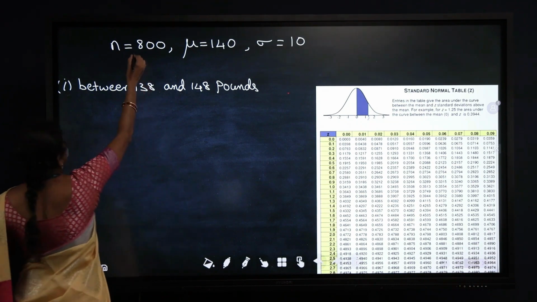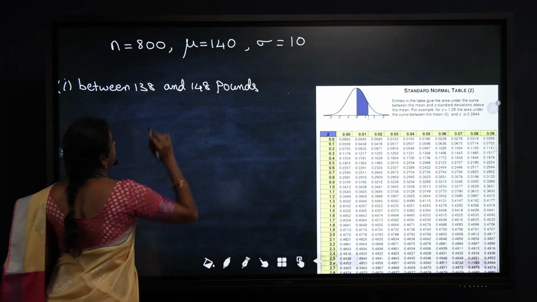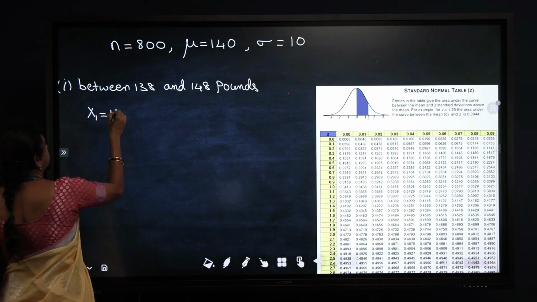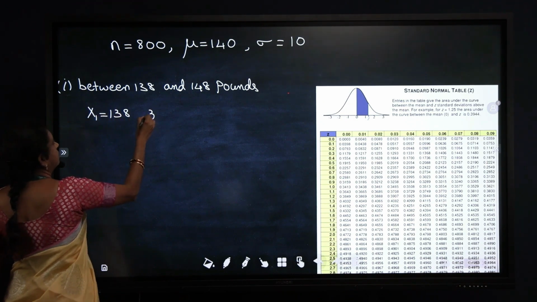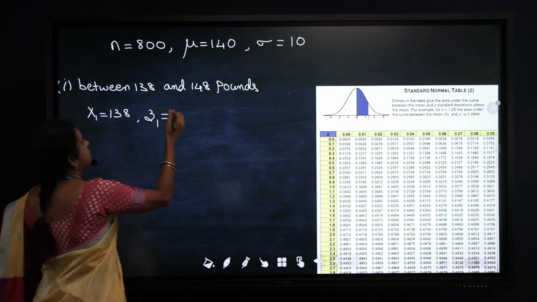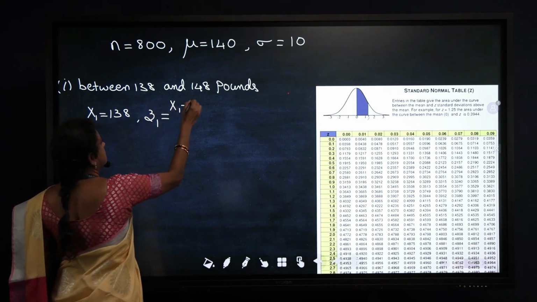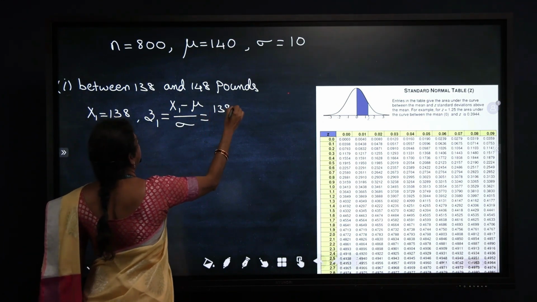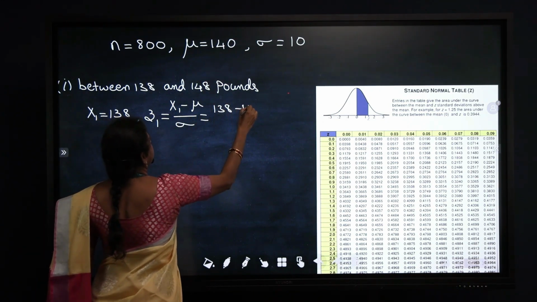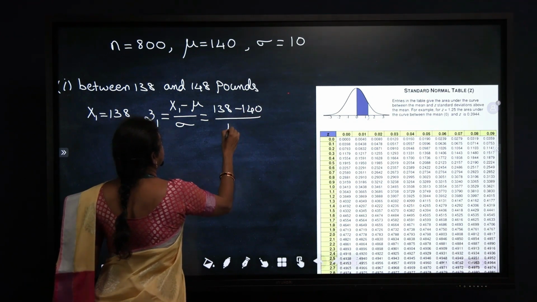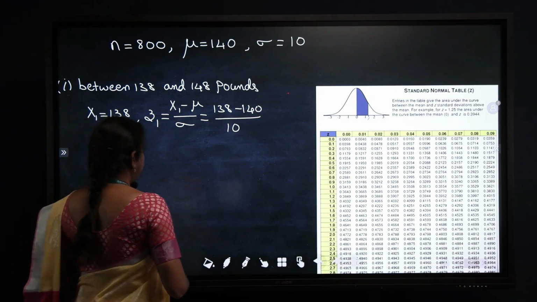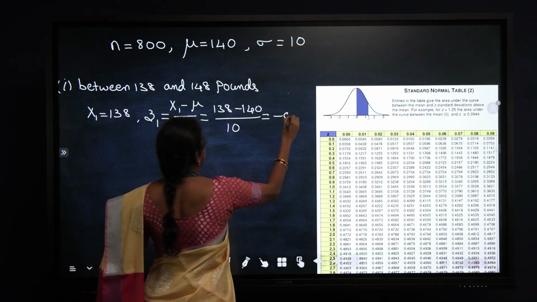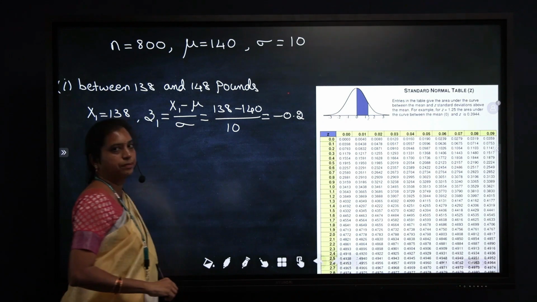Right? So he has given n is 80, mu is 140 and sigma is 10. So first, if I take x1 is equal to 138, then z1 is equal to (x1 minus mu) by sigma, that is 138 minus 140 by 10, right? So 138 minus 140 is minus 2, by 10 will be minus 0.2, right?